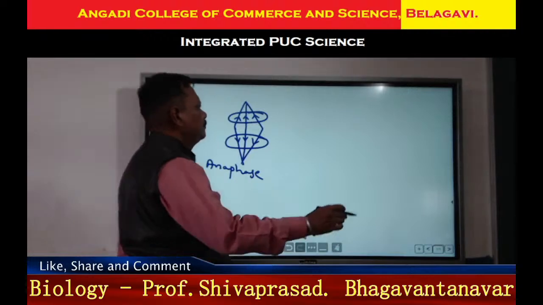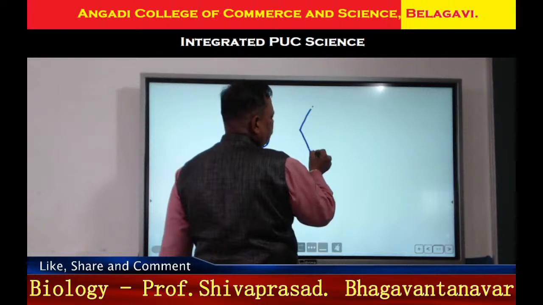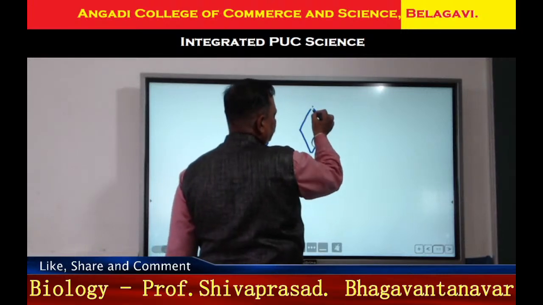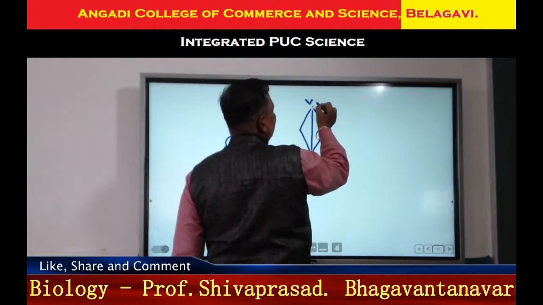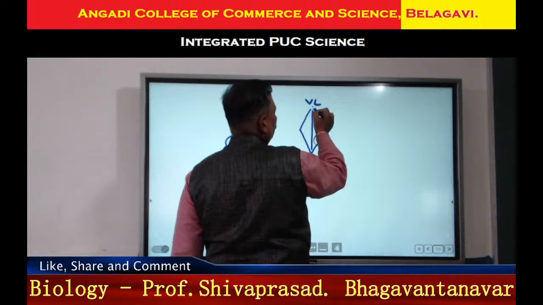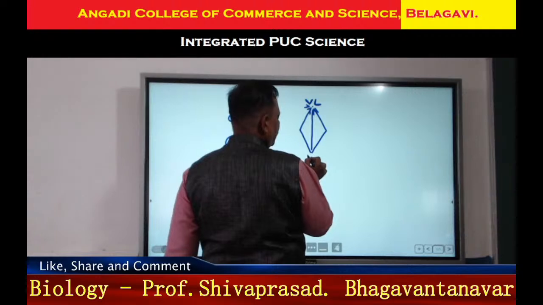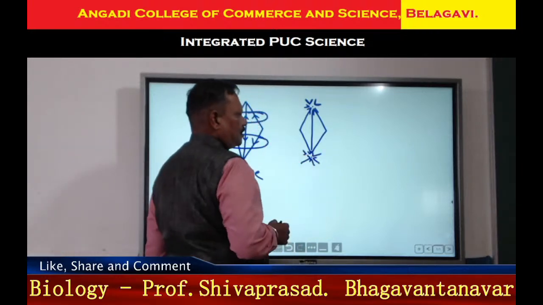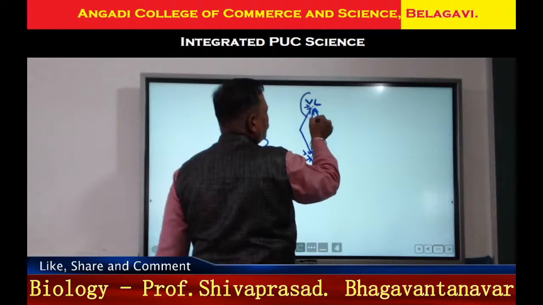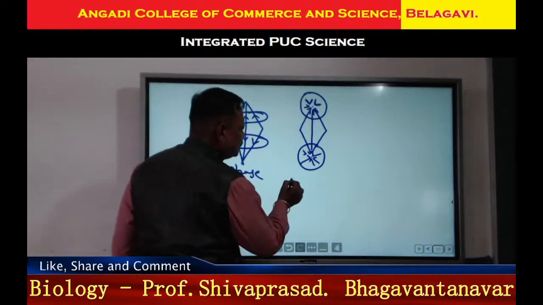Then finally, these are the poles, these are the spindle fibers. Now, all chromosomes are gathering around the pole. So, here also, they are gathering around the pole, and they are forming two bundles. Then you are calling it as telophase.